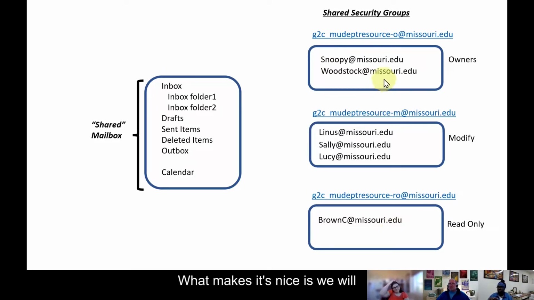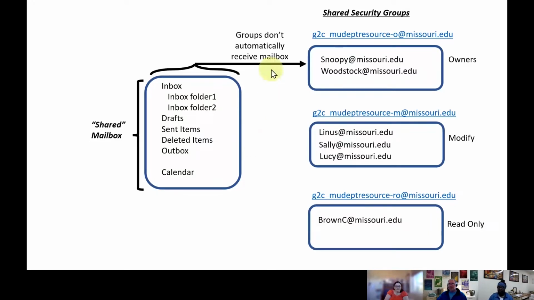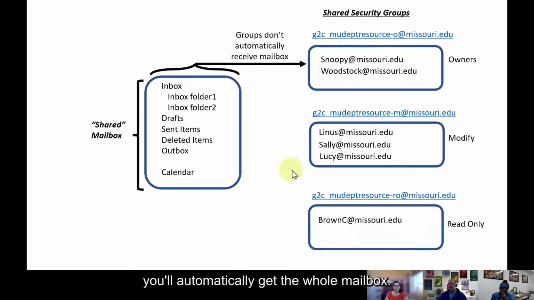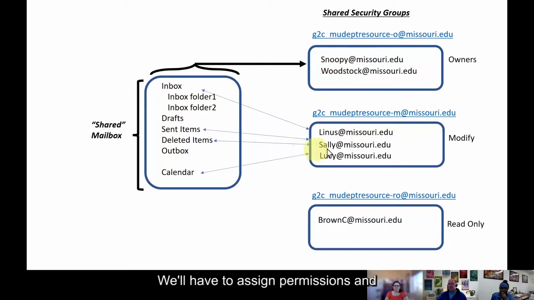What makes this nice is that, as users at the university, we'll use our own ID and password. We no longer have to remember all these other IDs and passwords. We'll have that one ID and password. We'll log in, and it'll give us rights to whatever shared mailbox we should have access to. If you're part of the group of owners, once you add that mailbox to your Outlook, you'll automatically get the whole mailbox, whereas the modifiers will have to assign permissions.